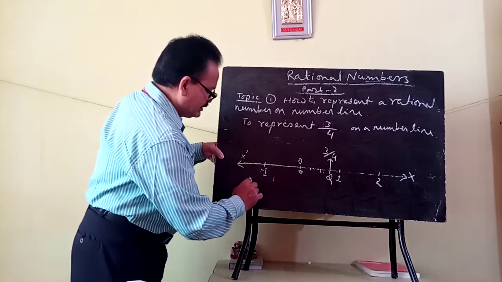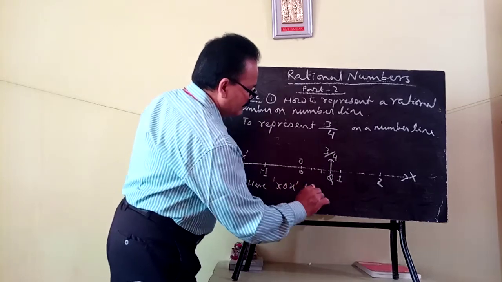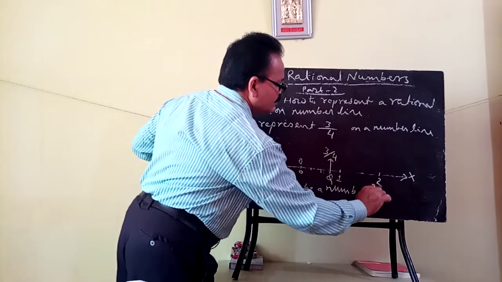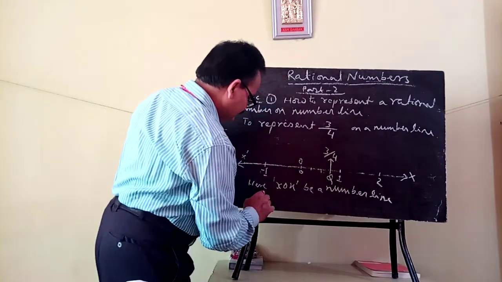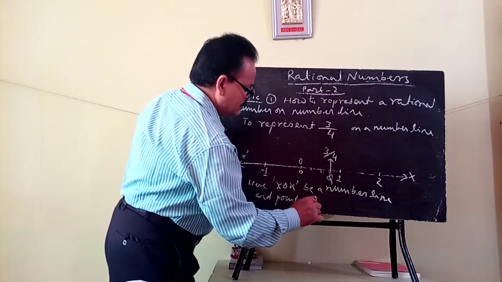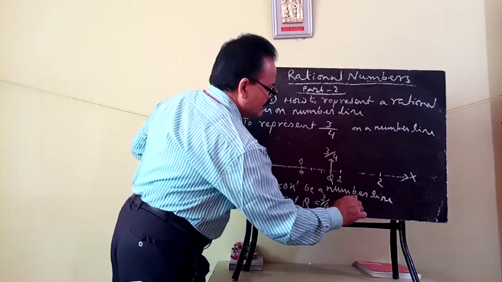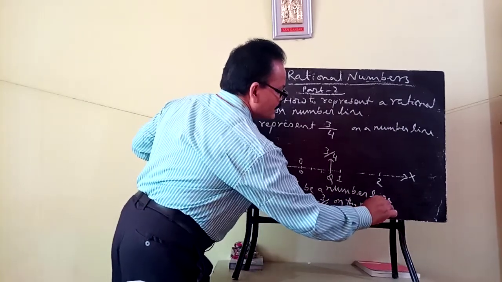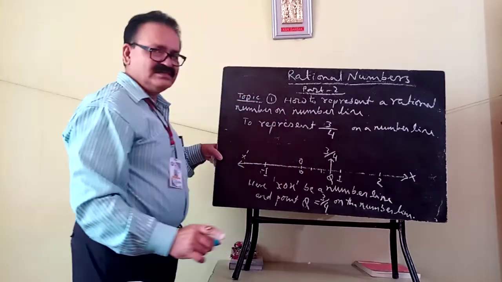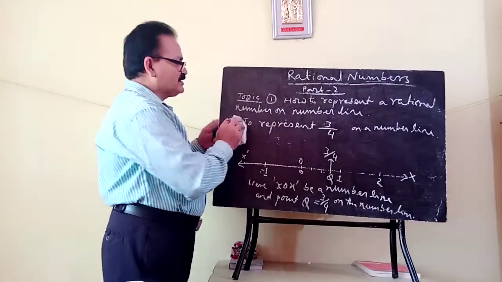Okay, so here X O X dash is a number line, and point Q equals 3 by 4 on the number line. Clear? Okay. Now should I remove it for our next topic?